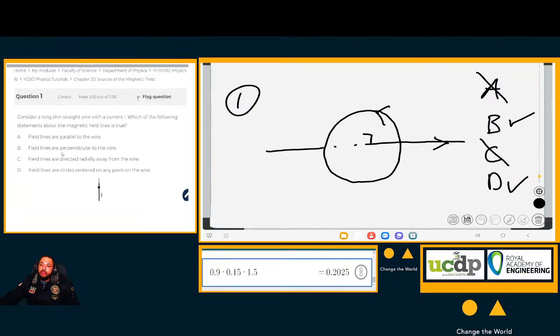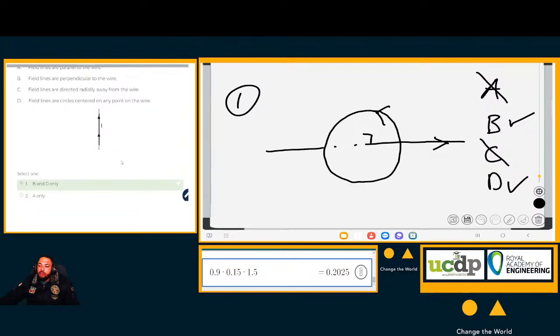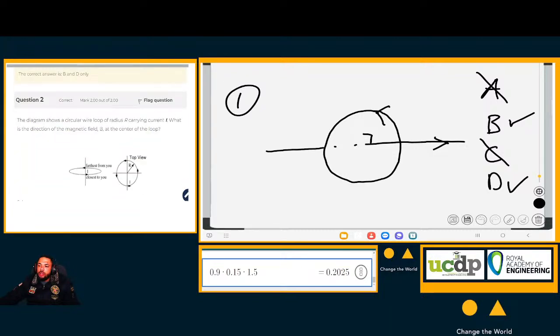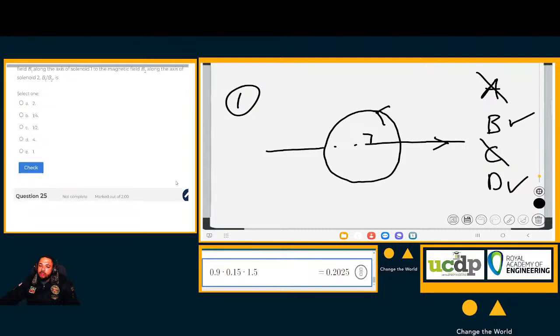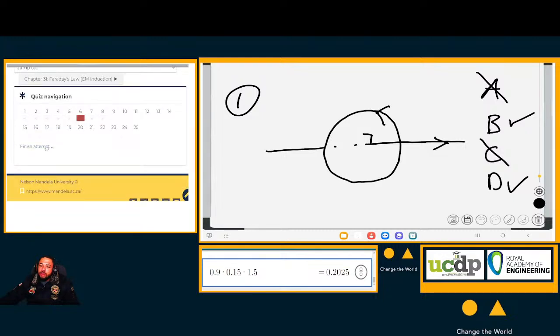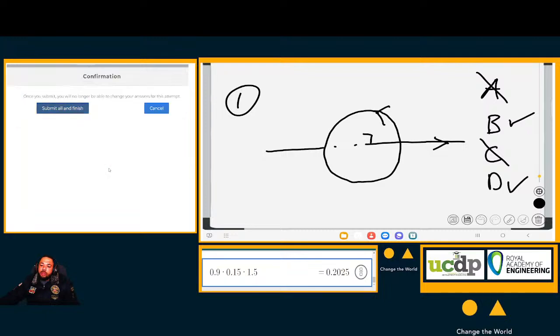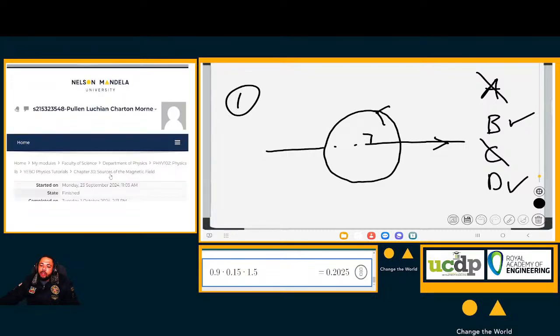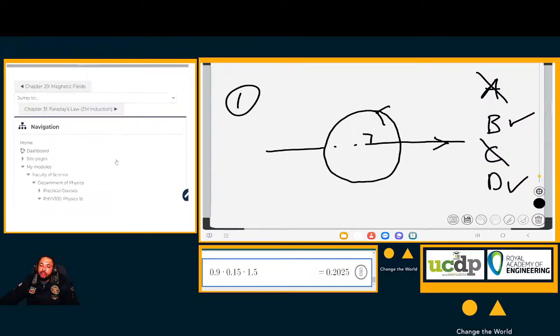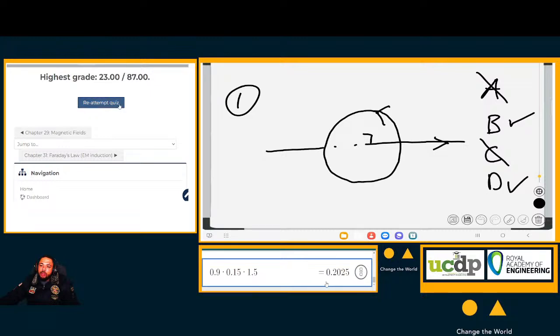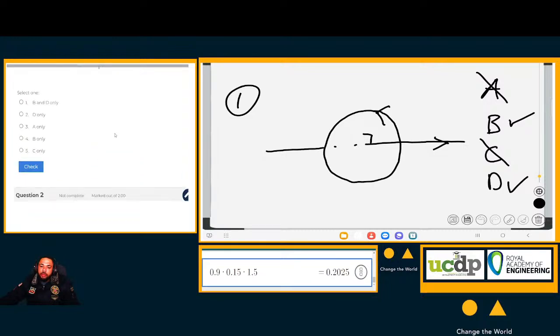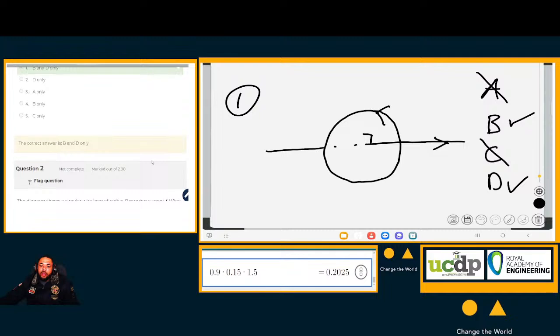Let me just erase my previous answers. Finish attempt. Submit all and finish. Okay, reattempt the quiz. So we've already established that B and D are correct. B and D only. Check. And yes, it's correct.